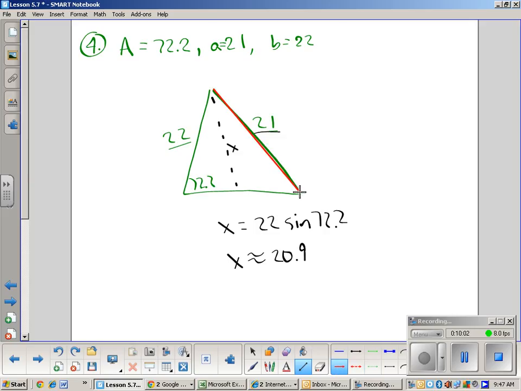Yeah, it could be this one, or this one over here. So there are two solutions there.